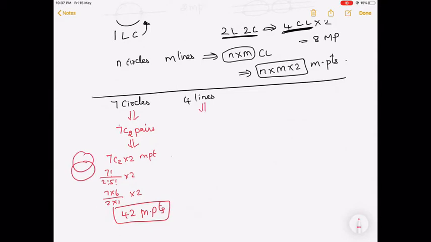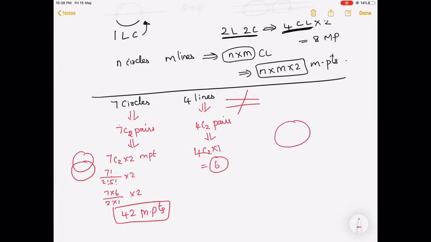Amongst lines, if there are 4 lines, there will be 4C2 pairs of lines. For each pair of lines there will be 1 intersection point. Therefore 4C2 into 1 intersection point. So totally there will be 6 intersection points between lines. Now I have considered intersection points amongst circles and amongst lines. I should now consider intersection points between lines and circles.